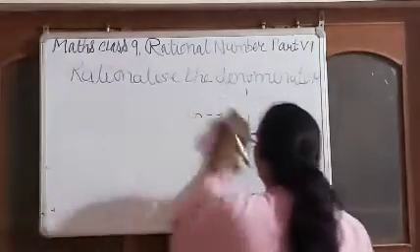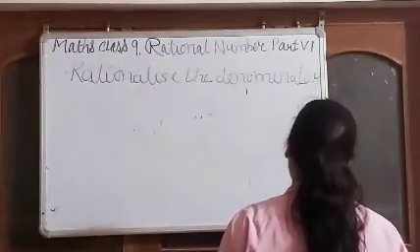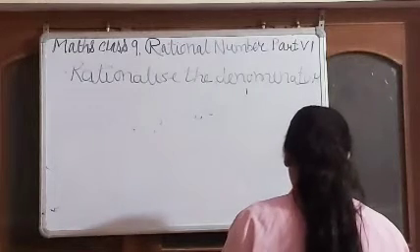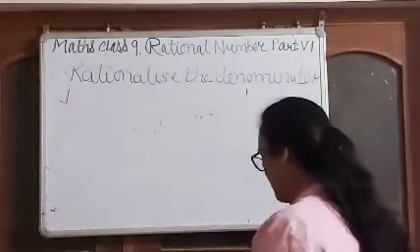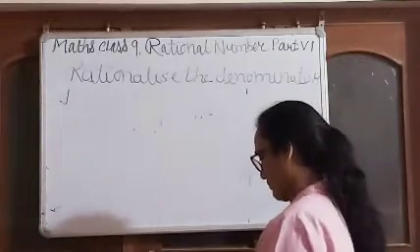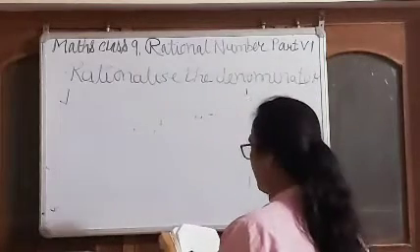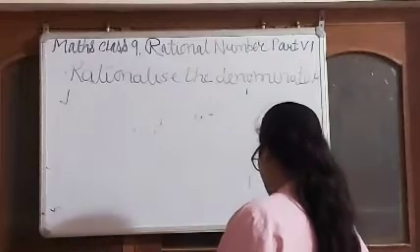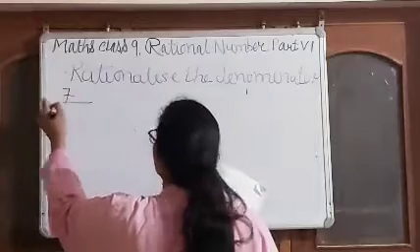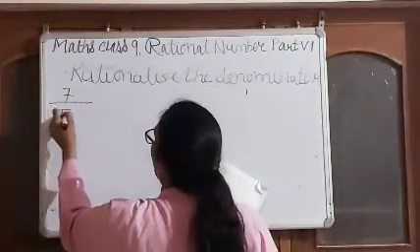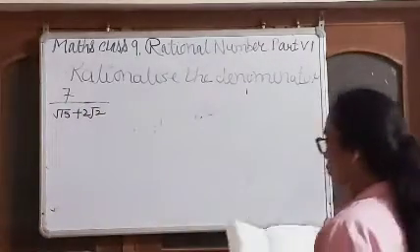How to find the rationalizing factor of the denominator? Let us see the question answer of this now. One typical question is what? How to find the rationalizing factor of 7 upon root 15 plus 2 root 2. See here, this is the question.